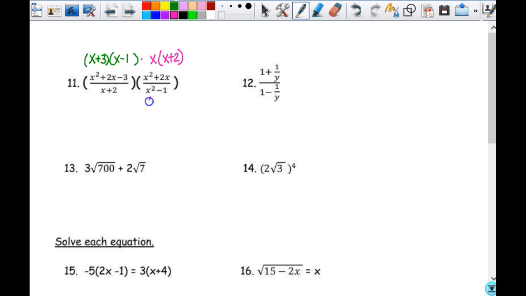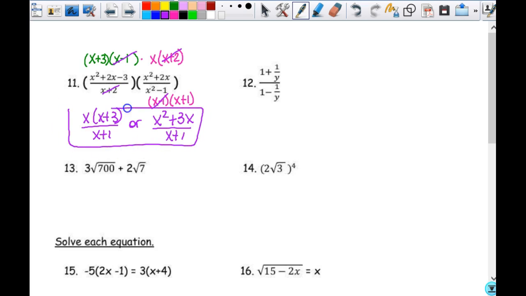This right here gets factored. That's a difference of 2 squares. So that's going to be x minus 1 times x plus 1. So then when I go in here to cancel, this x minus 1 cancels with that. The x plus 2 cancels with this one. And then that leaves me with x. So in the numerator, x times x plus 3 over x plus 1, or x squared plus 3x over x plus 1. There you go.